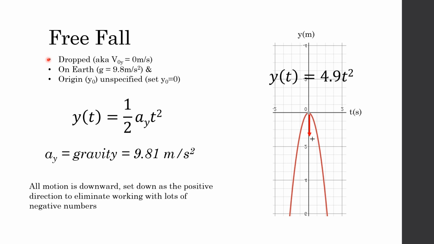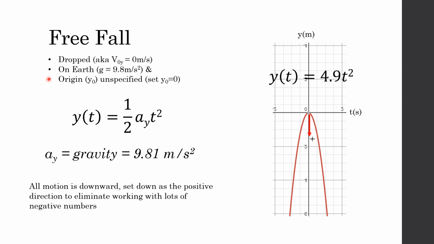Also, another thing that they may say in the problem is it starts from rest, which is the same thing as dropped. That's telling you that there's no initial velocity. On Earth, that's giving you the information about what the acceleration is in the vertical. So if it tells you that it was on Earth, then you can easily assume that gravity is 9.8 meters per second squared.